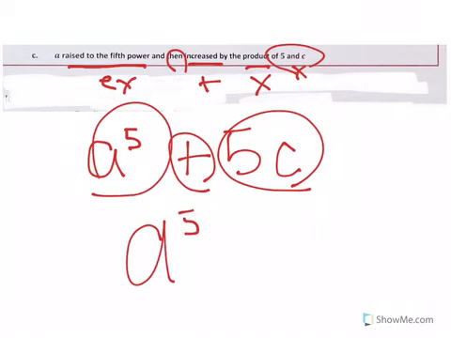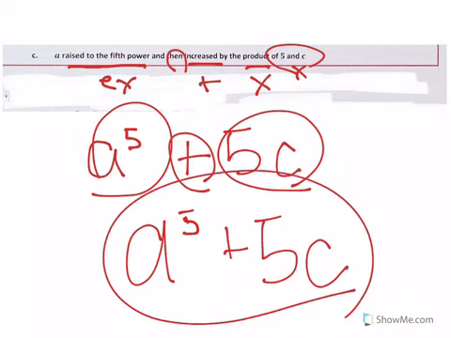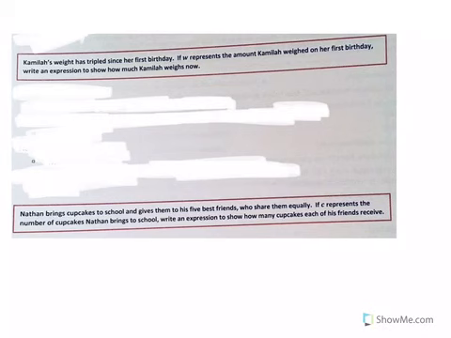And so we have A to the power 5 plus 5 times C. That's our new expression. Okay, got a couple of actual examples here, and we're going to see if we can write out the expression based on these word problems.